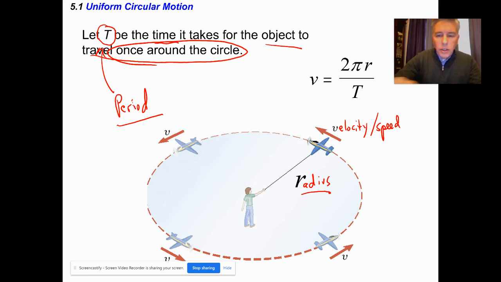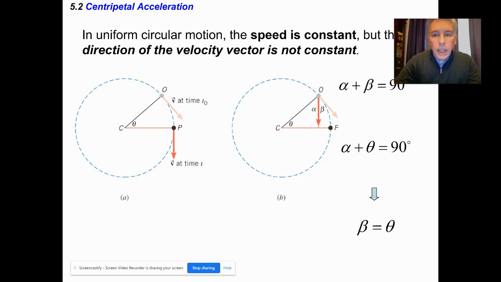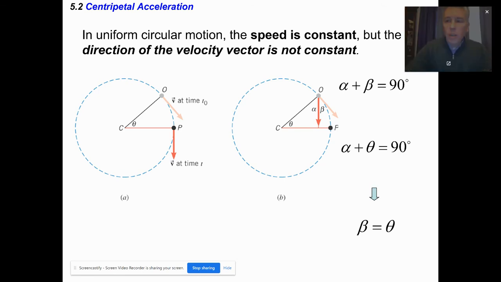Since it's going around the circle, if I go back to the fact, this is from Chapter 2. Remember, I said each one of these things builds on itself. Our velocity was displacement over time. But in this case, we're talking about distance over time. The distance is going to be the circumference of a circle, so we're going to have our 2πr here. This is just the circumference of a circle. And then T is the time it takes to go once around. So in uniform circular motion, one of the key ideas is the speed is constant.